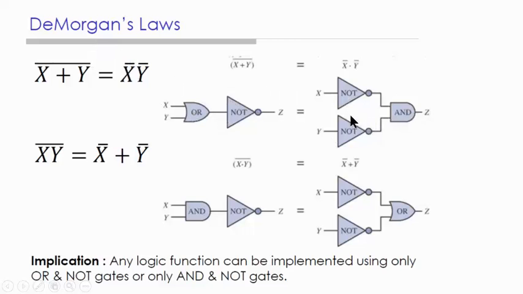The main reason is that sometimes it's very useful to make all the logic circuits using just AND and NOT gates, or NOT and OR gates. The second law is similar. You can compare this logic circuit and this logic circuit, they are the same.